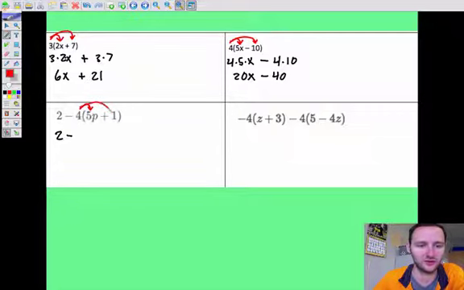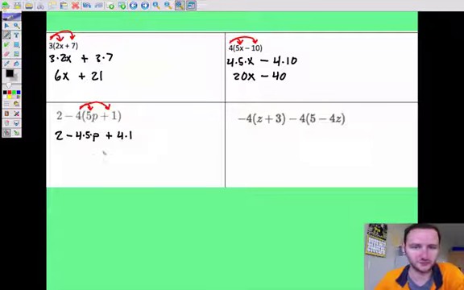Okay, there's a 4 in front of the parentheses. So that gives me 2 minus 4 times 5 times p. Copy down a plus. 4 times 1. Then that's 2 minus 20p plus 4.